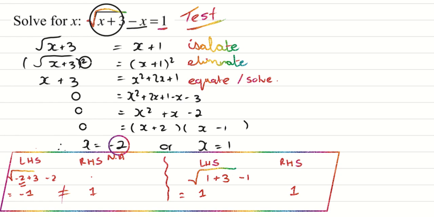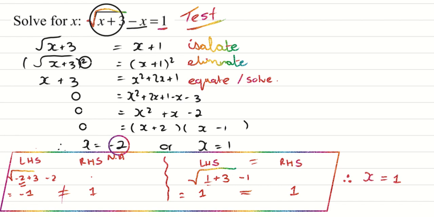And then for x is equal to 1, when we substitute 1, we get 2 minus 1, which is 1. And we see that these two values are aligned. The left-hand side is equal to the right-hand side, meaning that the final answer and the only answer here is when x is equal to 1.